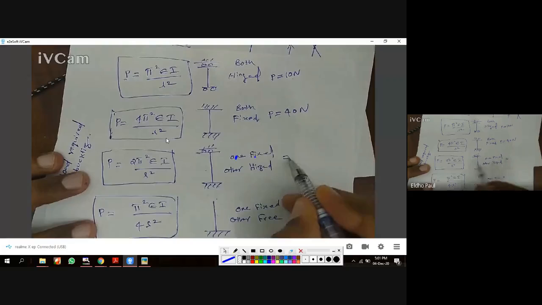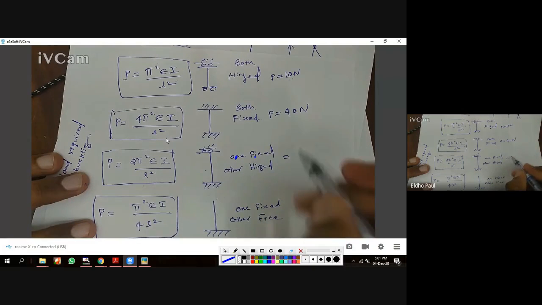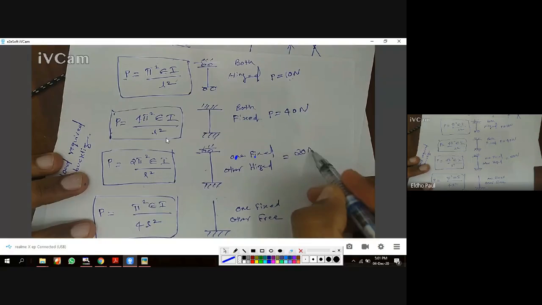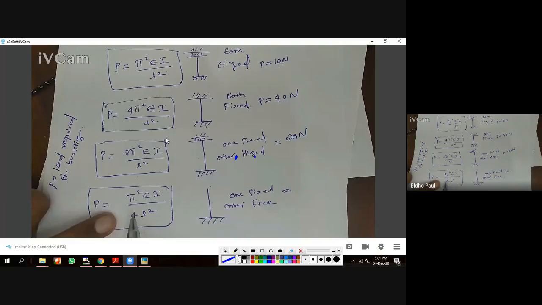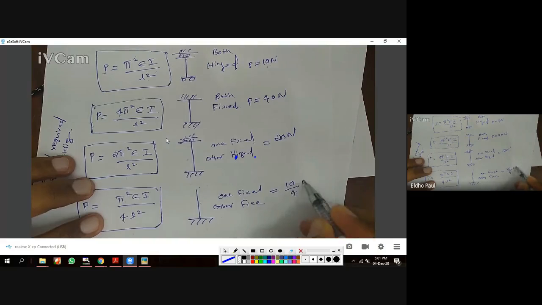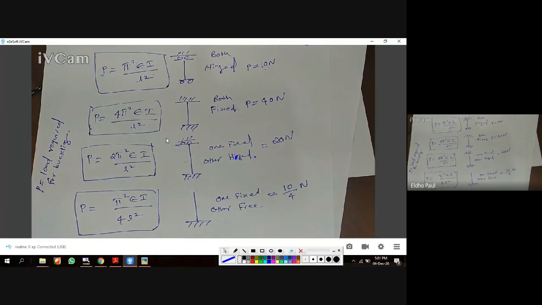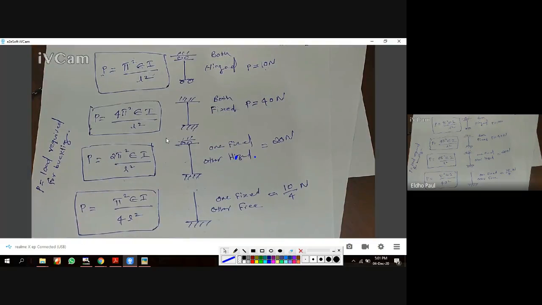And here it will be pi square EI by L square is equal to 10. Then 2 into pi square EI by L square is equal to 20 Newton. And here it is pi square EI by L square equal to 10, but divided by 4. So 10 by 4 Newton. See the difference? Even the E value, the materials are same, cross sections are same, length are same. But the load carrying capacity is dependent upon the end condition.